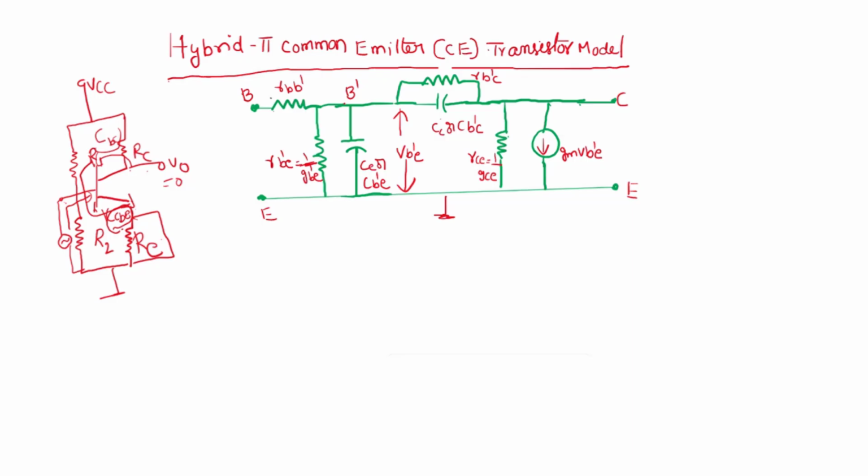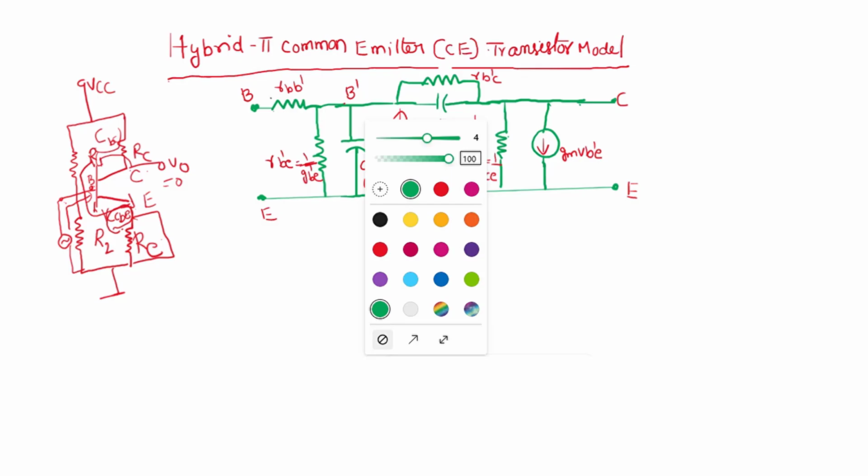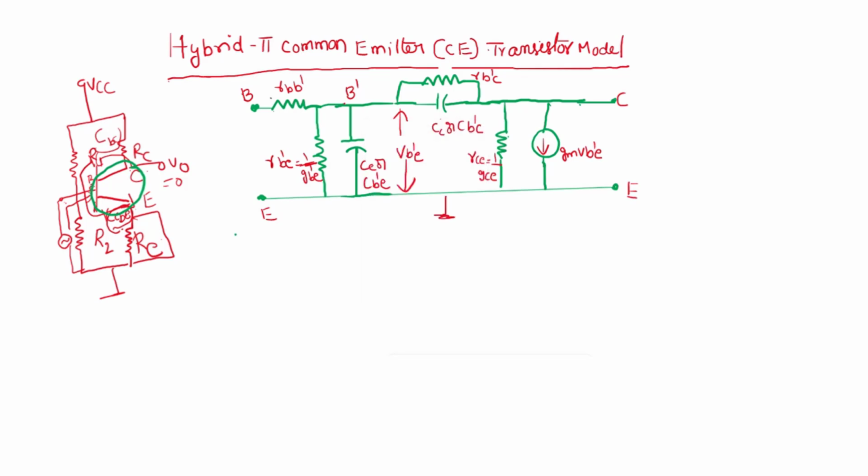Okay, so now in this model, see, this is base, this is emitter and this is collector. This circuit is only the circuit of the transistor, the internal circuit of the transistor, which consists of collector, base and emitter. All other components are external. So this circuit is only the internal transistor circuit, meaning the base, collector and emitter circuit.